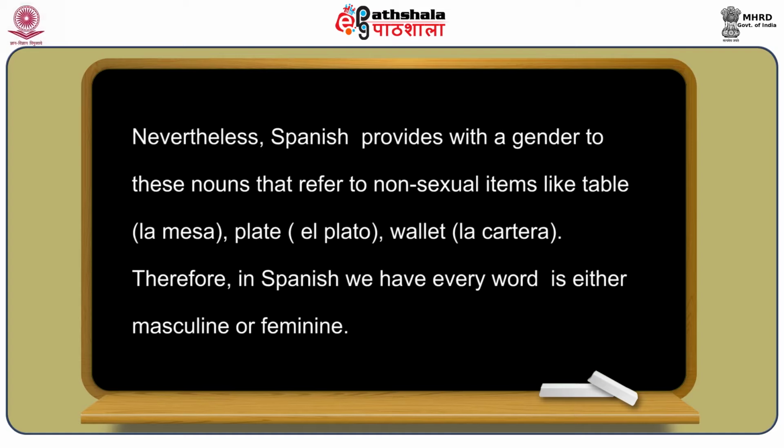The gender roots its meaning in reality, since there are male and female beings around us. However, we know that not all nouns in a language refer to sexual beings. They are also non-animated references to things. Nevertheless, Spanish provides a gender to these nouns that refer to non-animated beings like table, chair, wallet, etc. Therefore, in Spanish, we have every word either masculine or feminine. Now let's see how to know which object will be masculine and which one will be feminine.